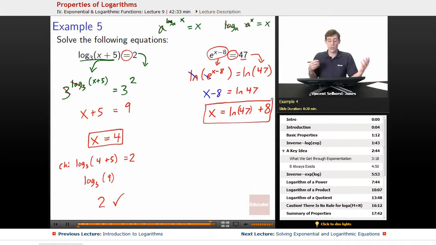Now, alternatively, we could also figure out what this is as a decimal approximation. So if we punch natural log 47 into our calculator, and then add 8 to it, we'd get approximately 11.85. So that would also be approximately 11.85. It is precisely natural log 47 plus 8, but if we want to take natural log 47, to have a number that we can work with, it comes out to something with a lot of decimals.